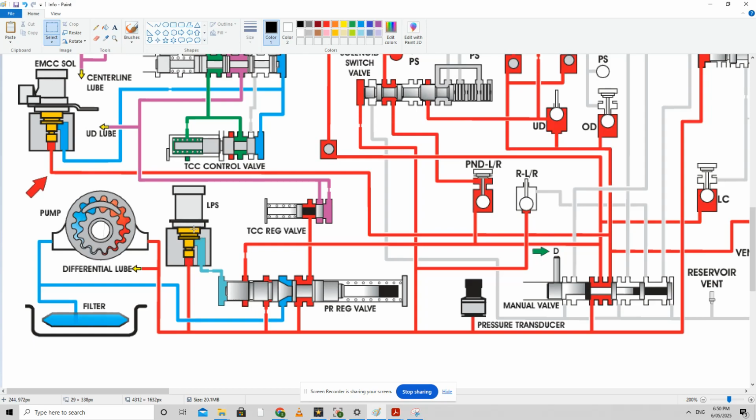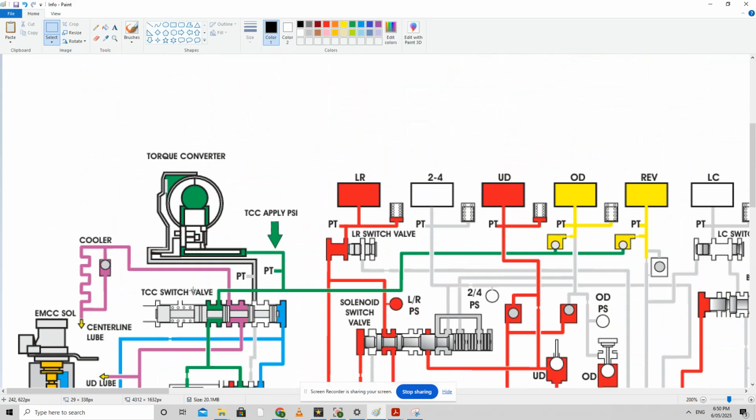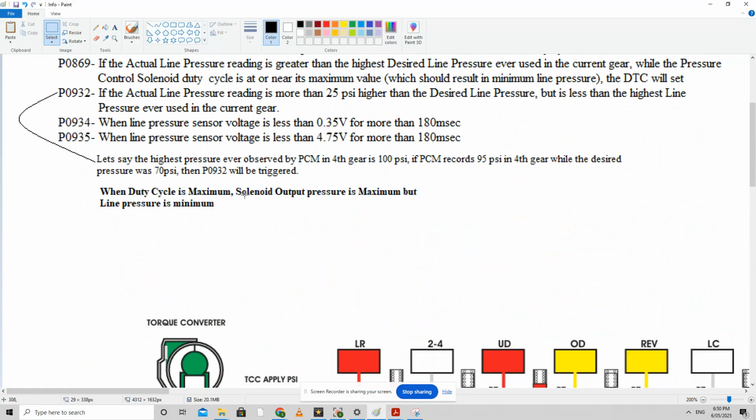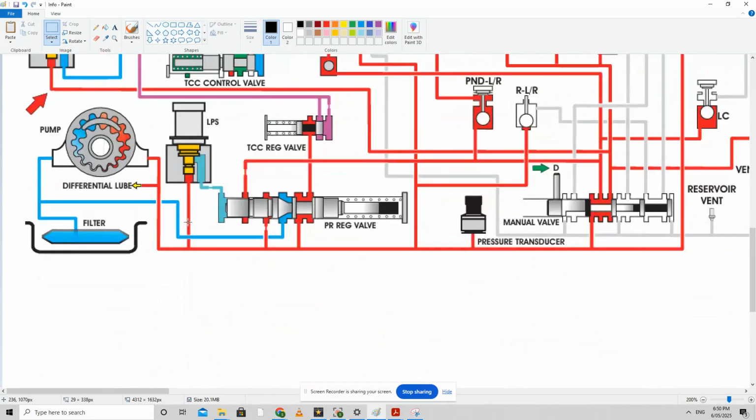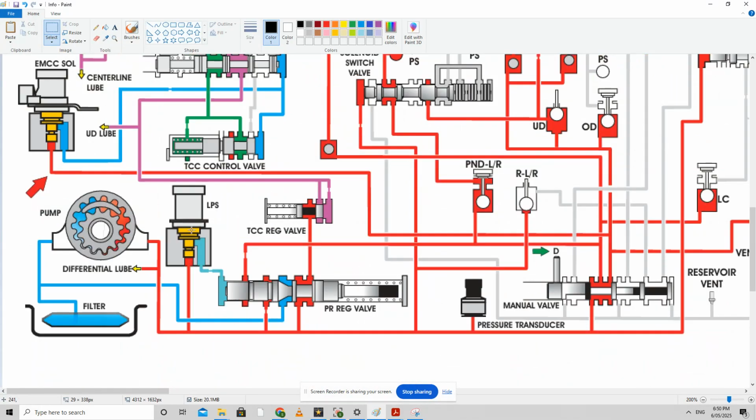So when the solenoid is energized, the pressure over here will increase. This is the line pressure, as I said, over here that duty cycle is maximum, solenoid output pressure is maximum. So when we have the maximum duty cycle, there will be no bleeding off of the line pressure, and it means that anything that goes in here will come out from here, so there will be no loss of pressure. So maximum pressure will transfer from here, but this is not the line pressure. Line pressure is the one in red, so it moves around this pressure regulator valve and it changes the pressure. So you will get a lower pressure over here that is measured by the pressure transducer.